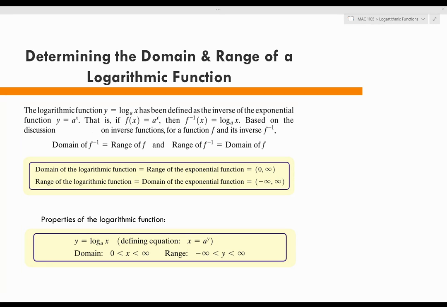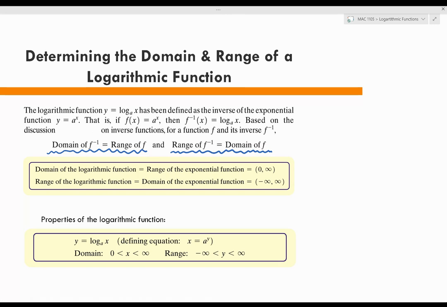That is, if f of x equals a to the x, then the inverse function equals log base a of x. So we discovered that based on our talk about inverse functions. What we know about inverse functions is that the domain of the inverse is the exact same set as the range of the function. And we also know that the range of the inverse is the same as the domain of the function. Inverses and their functions will always share that relationship.